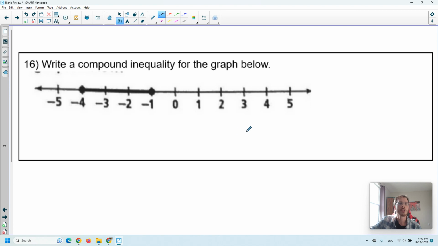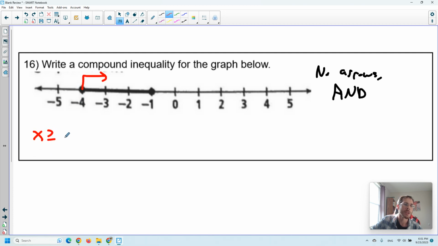All right, for 16, it says write a compound inequality for the graph below. So the trick here is we can see that in this line, there are no arrows. So we know it has to be an "and" inequality. So if I go from my first endpoint, I know x is going to be greater than or equal to negative 4.